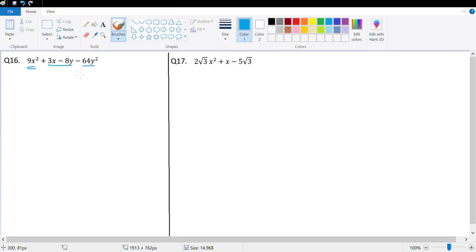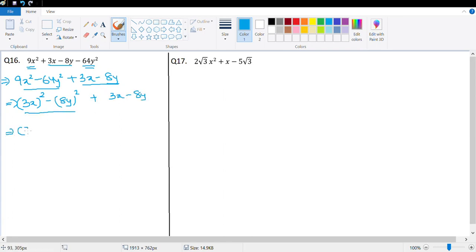So let's group it the way I have underlined, which would mean 9x² minus 64y² plus 3x minus 8y. The first two terms are basically a² minus b². Let's write it in that form: (3x)² minus (8y)² plus 3x minus 8y. Now this can be written as (3x plus 8y) multiplied with (3x minus 8y).